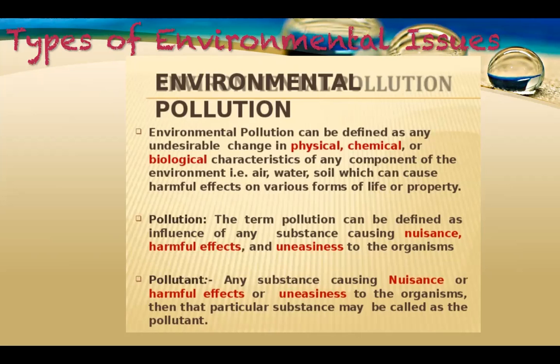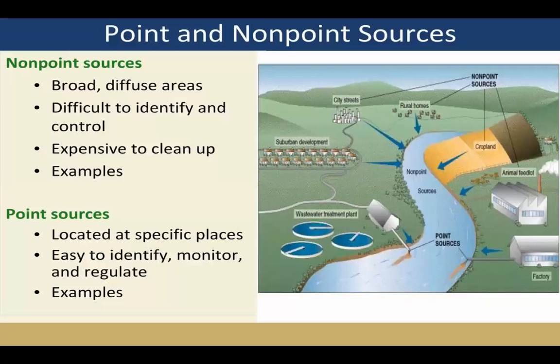Under environmental pollution, we have what we call the point source and the non-point source. These are classifications of pollution by its source. A non-point source can be identified only in a broad, diffuse area. It is difficult to identify and control, and expensive to clean up. A point source is located at specific places, and it is easy to identify and monitor, and easy to regulate.